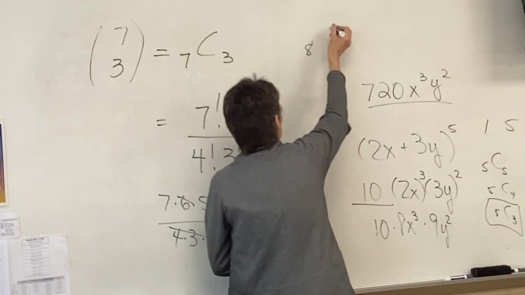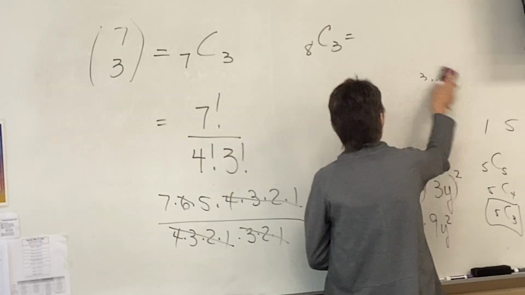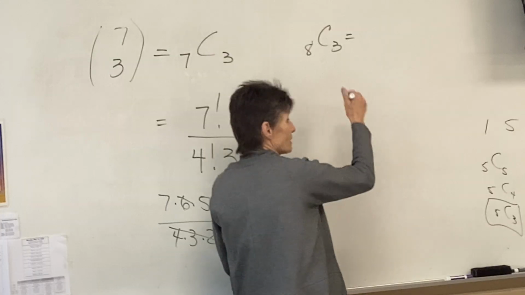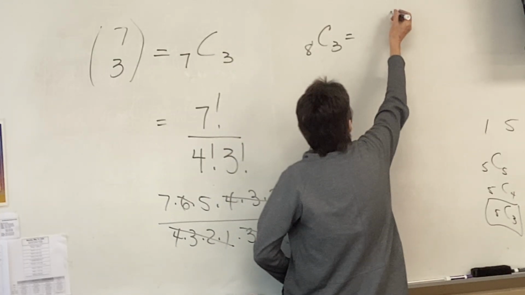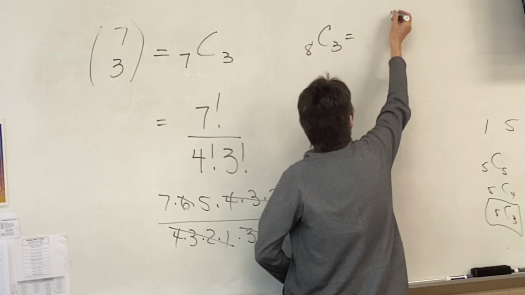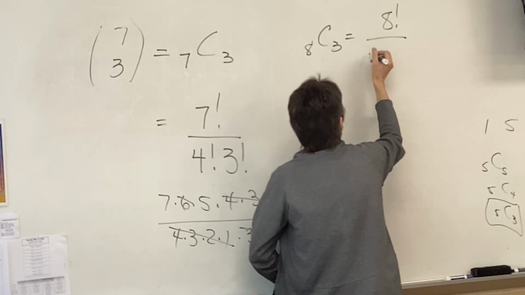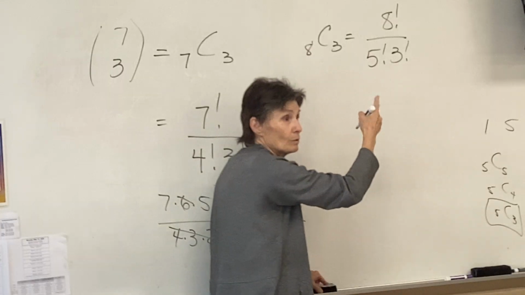So, can you do 8C3 for me? Not on the calculator. Can you do 8C3? What's the formula say? Numerator is 8 factorial. Denominator is 5 and 3, and those can be in either order, doesn't matter.